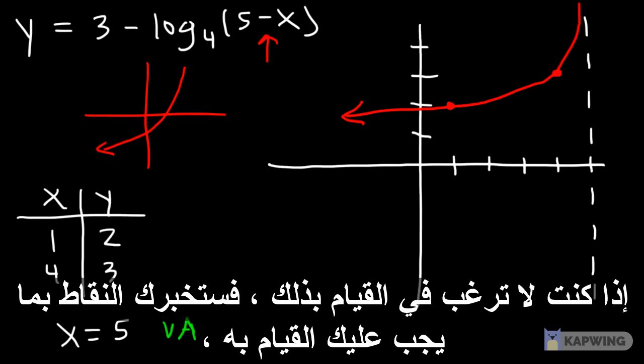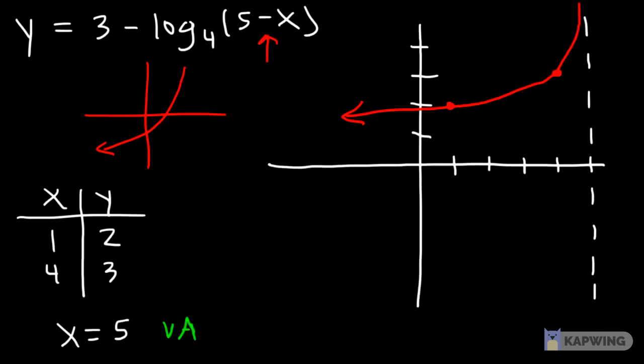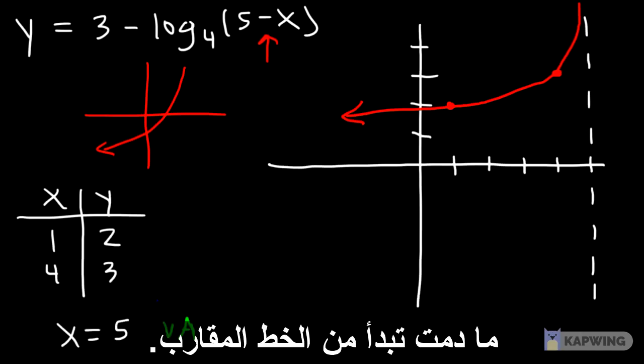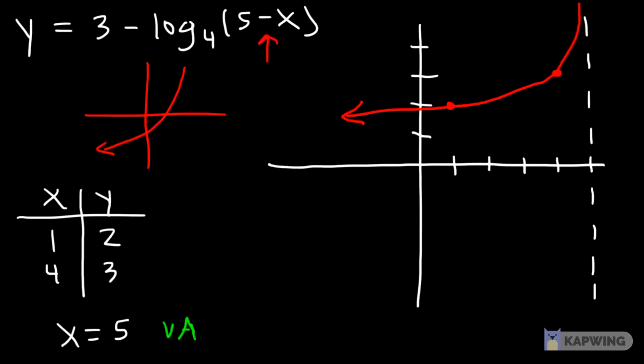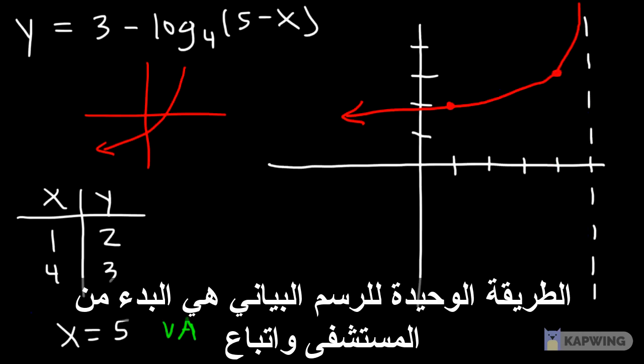If you don't want to do that, the points will tell you where to go. Always start from the vertical asymptote and follow the 2 points, and you're going to get it right, as long as you start from the asymptote. You can't graph it like this. This is not going to work. The only way to graph it is to start from the asymptote and follow the 2 points.